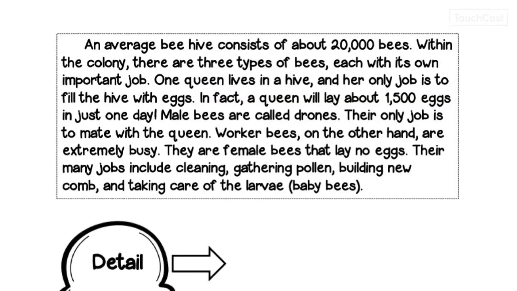All right, next passage. An average beehive contains about 20,000 bees. Within the colony, there are 3 types of bees, each with its own important job. One queen lives in a hive, and her only job is to fill the hive with eggs. In fact, a queen will lay about 1,500 eggs in just one day. Male bees are called drones. Their only job is to mate with the queen.